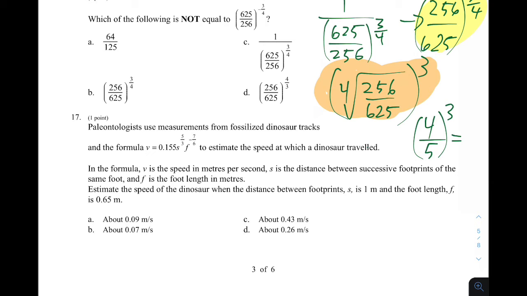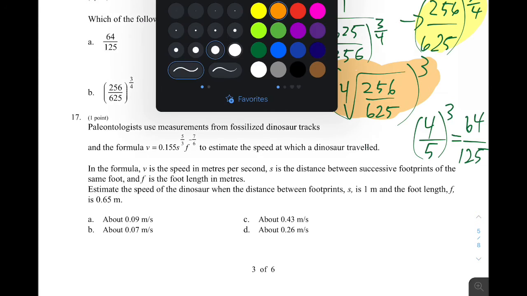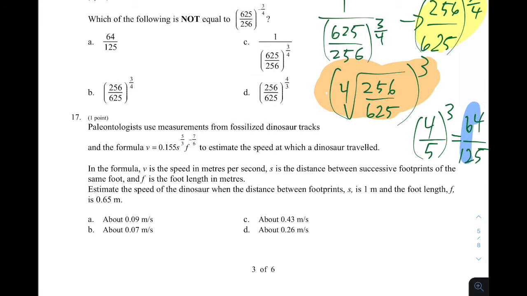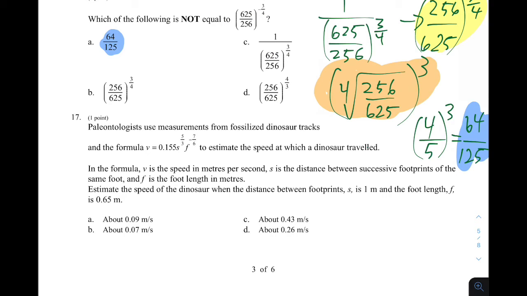And if we take that and cube it, 4 cubed is 64, and 5 cubed is 125. So now we've got a third option. That is this one right here. So 64 over 125 shows up there. 256 over 625 to the power of 3/4 shows up there.